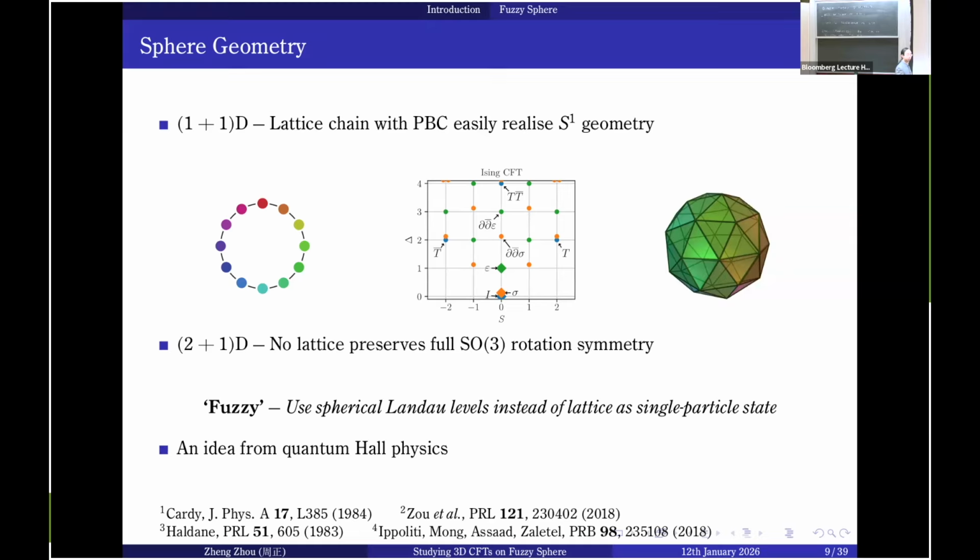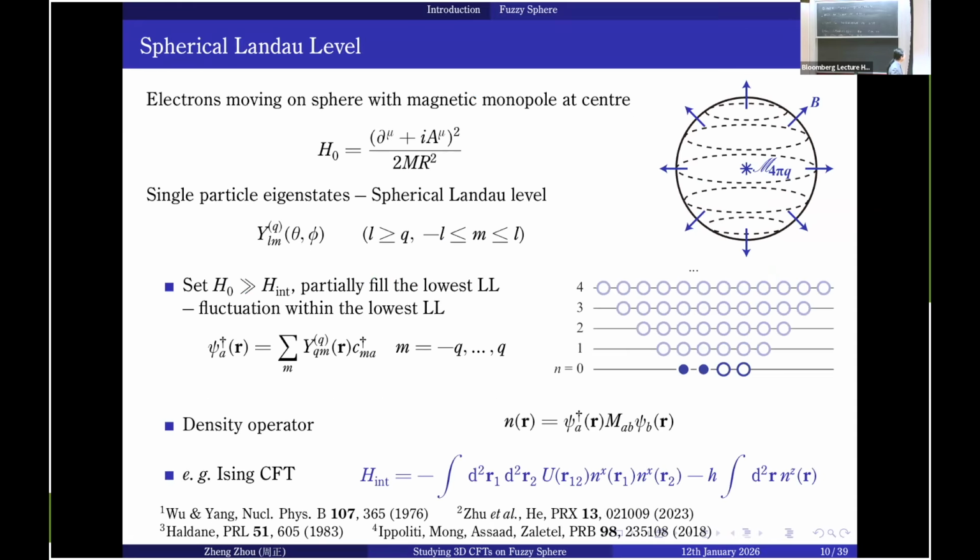We fuzzify the sphere. That is to say, we use the spherical Landau levels instead of the lattice as the single particle states. This is an idea that first comes from quantum Hall physics, more specifically from Duncan Haldane. Others may call it the Haldane sphere, but Haldane himself calls it a fuzzy sphere. Thus comes the name. The word fuzzy essentially means non-commutativity. And here, the non-commutativity comes from the magnetic field. So we consider electrons moving on a sphere with a magnetic monopole at its center.